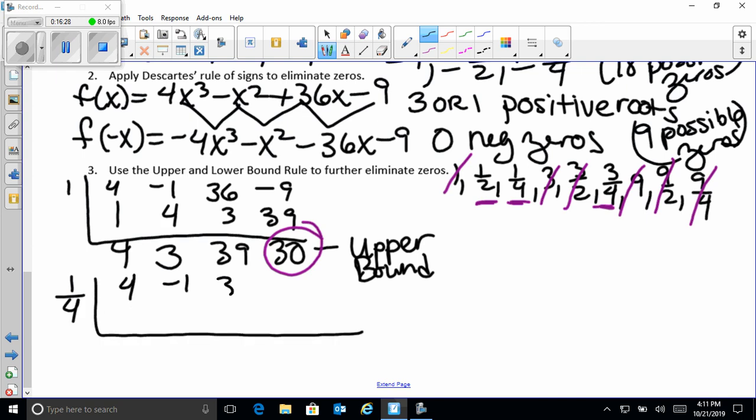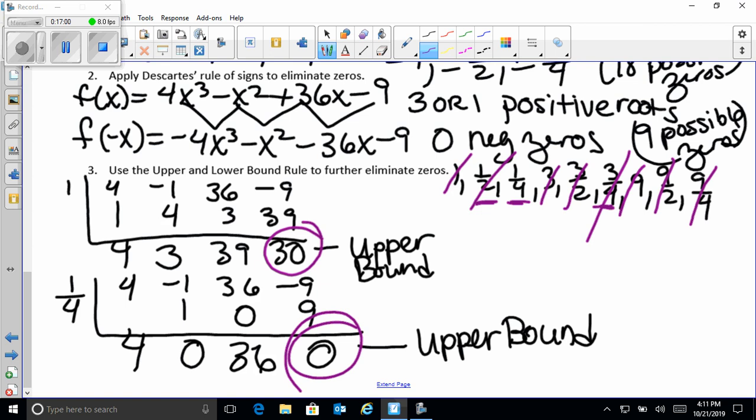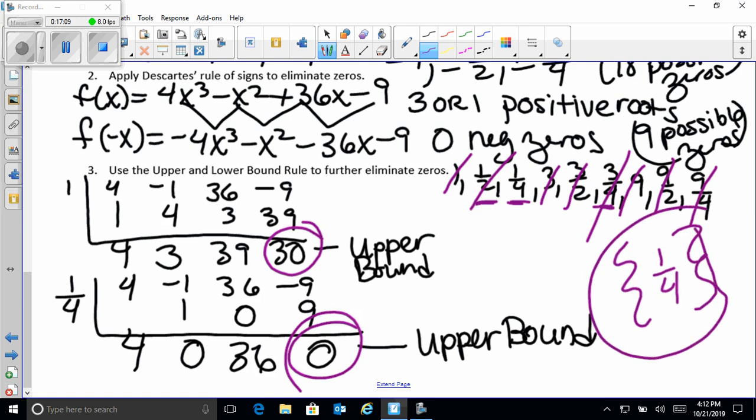4, negative 1, 36, negative 9. Write down that 4. 1/4 times 4 is 1, add to get 0. 1/4 times 0 is 0, that's 36. 1/4 times 36 is 9, then put in 0. So this whole row is positive, which means it's an upper bound, which means nothing higher than it can be a 0. So that eliminates 1/2 and 3/4, because those are both bigger than 1/4. Something else I noticed right here: that is 0 remainder, which means 1/4 is a 0. In fact, the only one there.